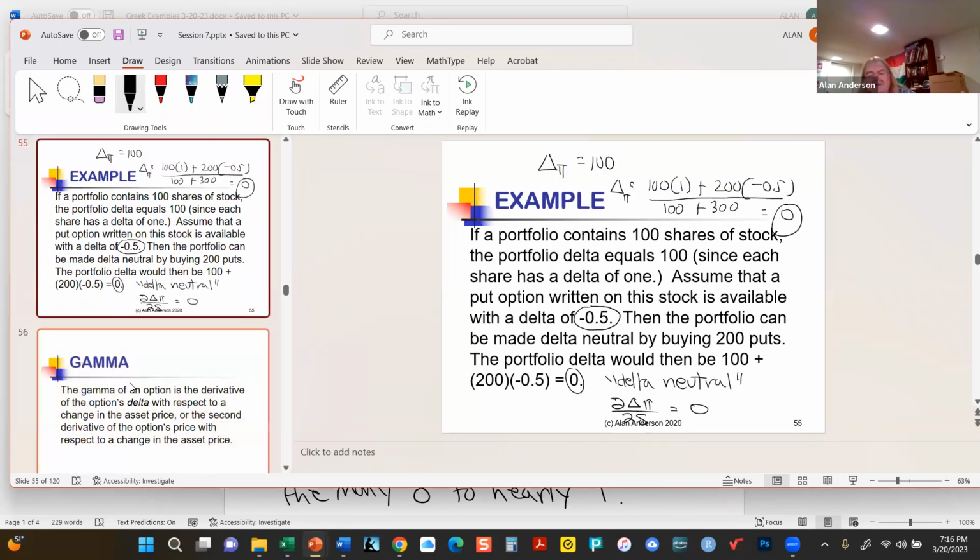All right, it looks like I have another example here. We have 100 shares of stock, which means we have a delta of 100 from the shares. A put has a delta of -1/2. Oh, I think we already did this example. If I buy 200 puts, that means 200 puts at negative 0.5 each would have a total delta of negative 100. So when I add these up, I do in fact have a delta neutral position. All right, so I think we get the point here. Now, what about all those other Greeks?